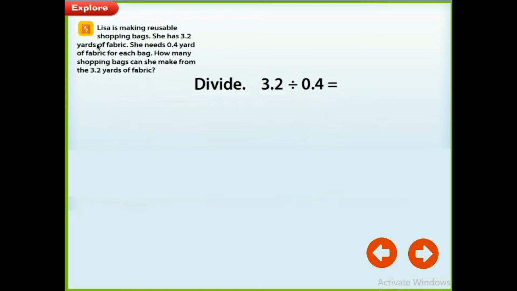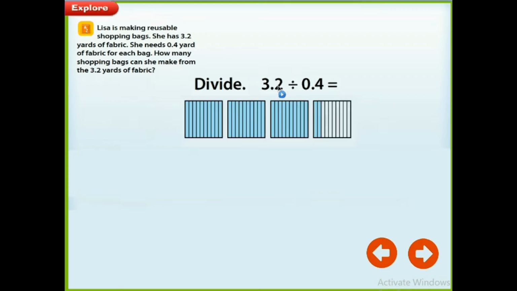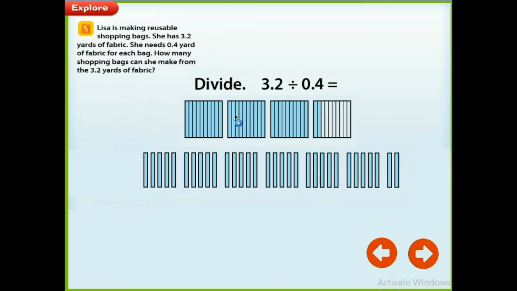First, let's make a decimal model of 3 and 2/10. You can show 3 ones boxes to represent 3. To show 2/10, you can show a fourth box that has only 2 shaded tenths. Next, cut the boxes in the model into strips to show the tenths. Now the model shows 32 tenths.